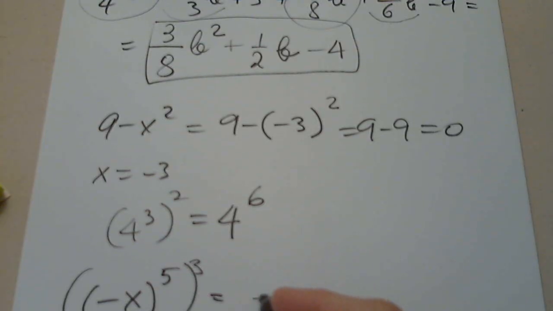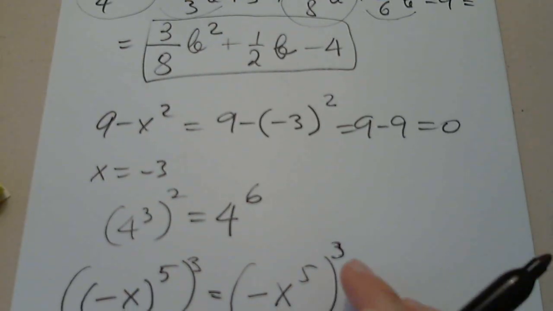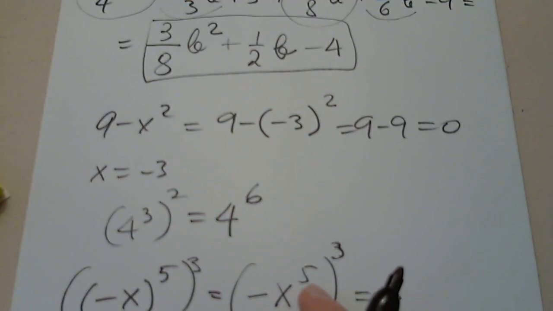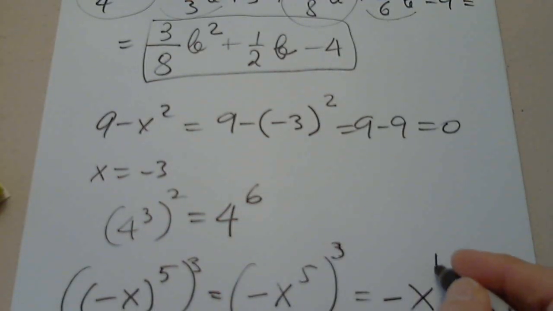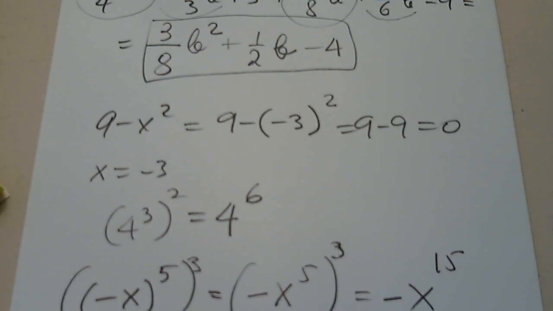-1 to the 5th is negative. x to the 5th is x to the 5th. And now take it to the third power: -1 to the third power and x to the 5th to the third power. We use the same rule and we get x to the 15th. I recommend doing it step by step. It may or may not work if you do it directly, but I think it's safer to just do it step by step. There may be other ways. It's up to you.